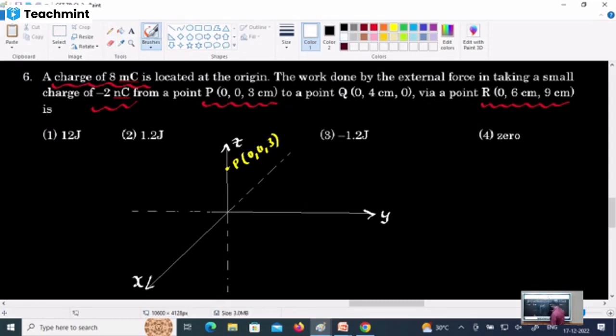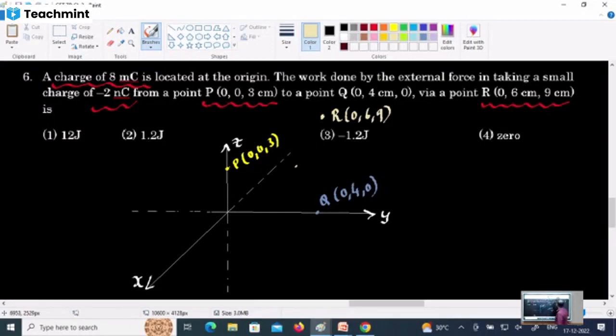And 0, 4, 0. This is point Q. 0, 4, 0. All are in centimeter. And 0, 6, 9. The point is in the YZ plane, so the point happens to be somewhere here. This point is R, 0, 6, 9.